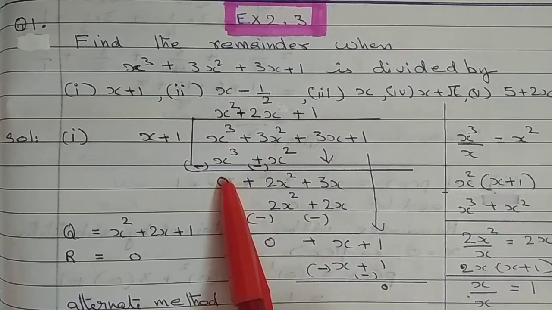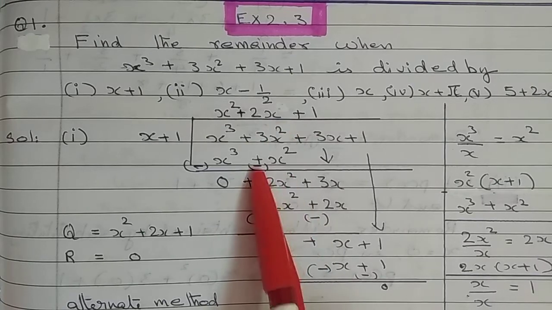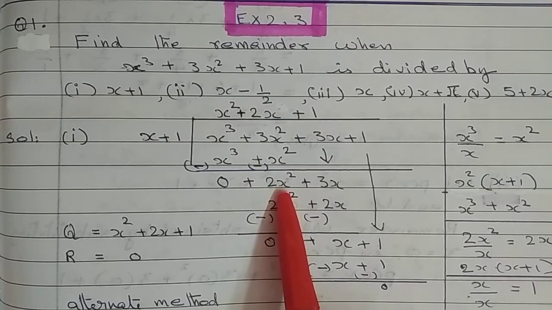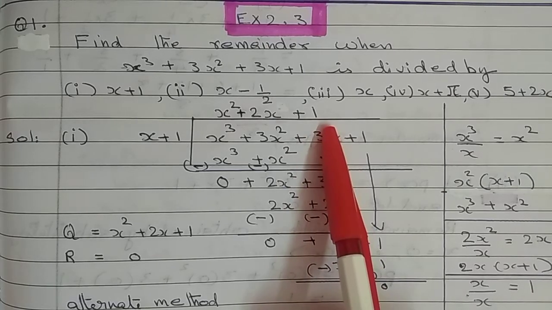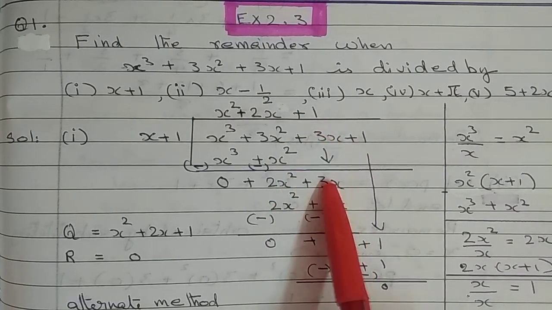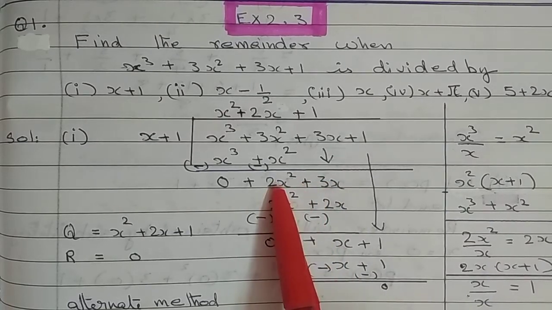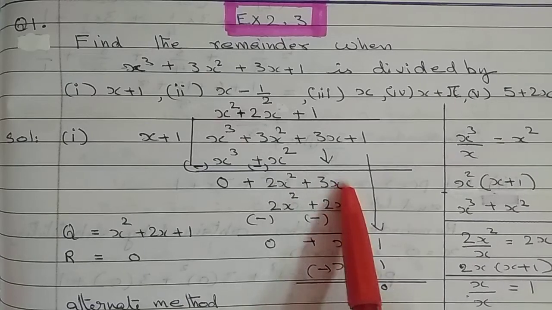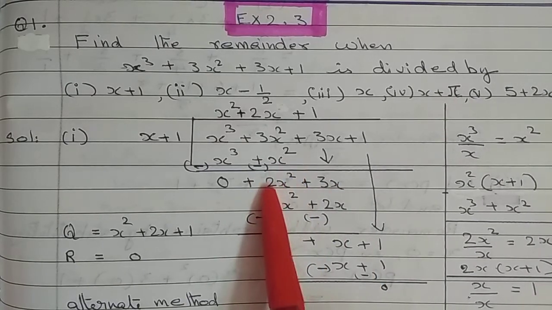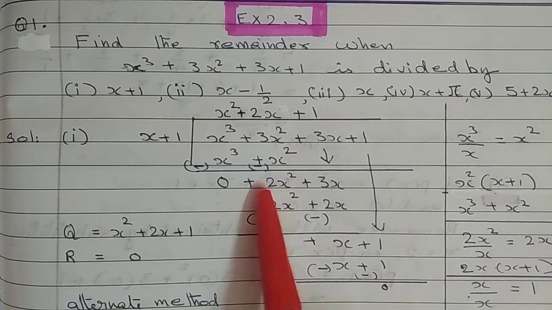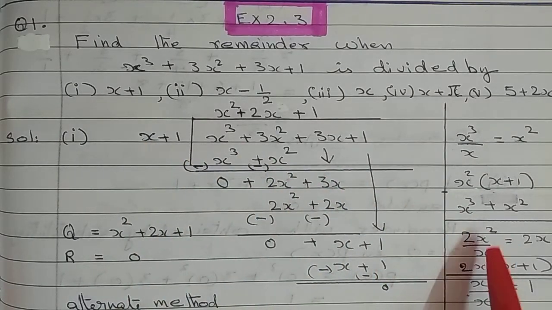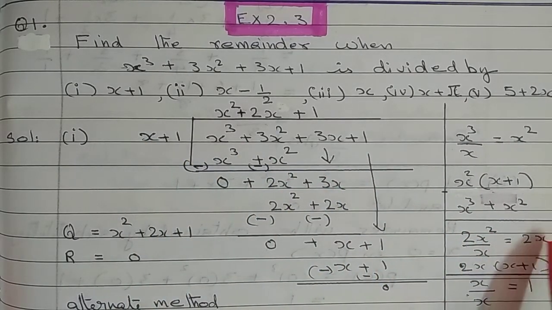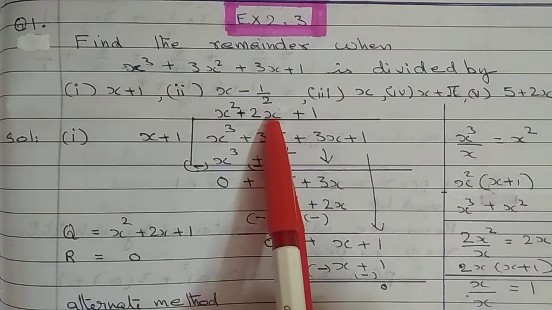X cube minus x cube, you will get 0. 3x square minus x square will give you 2x square. Now, as in the normal division of numbers, we write the next term here. In normal division of numbers, we write the next digit, and here we will write the next term along with its sign. So here you will get 2x square plus 3x. Again, take the first term of the dividend here. Here the dividend is 2x square plus 3x, and divide it by x. 2x square by x equals 2x. That will be the second term of the quotient, plus 2x.